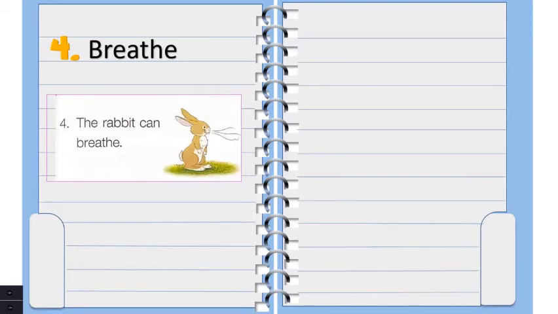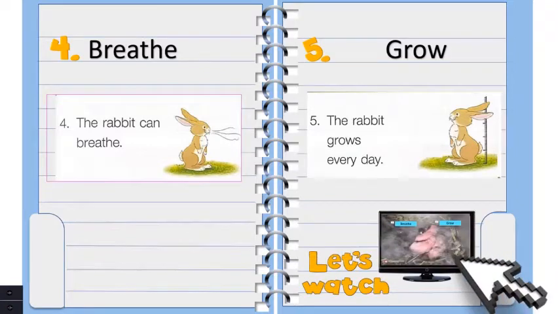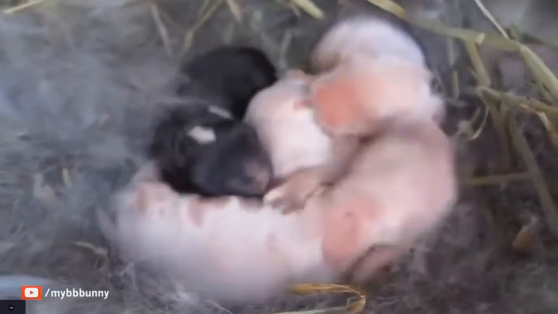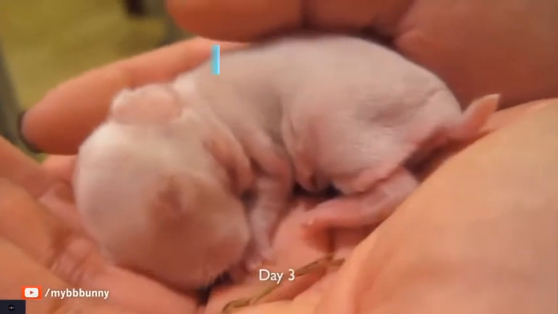Number 5, grow. All living things can grow. Look at the picture. The rabbit grows every day. So same with us people, all of us can grow from a baby to an adult. Also with plants, from a seed to an adult flower or a tree. Look at how the rabbits breathe and grow day by day.